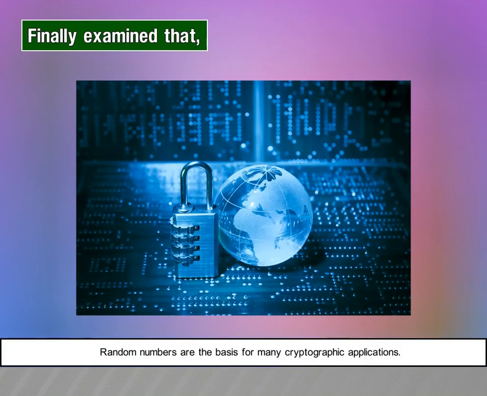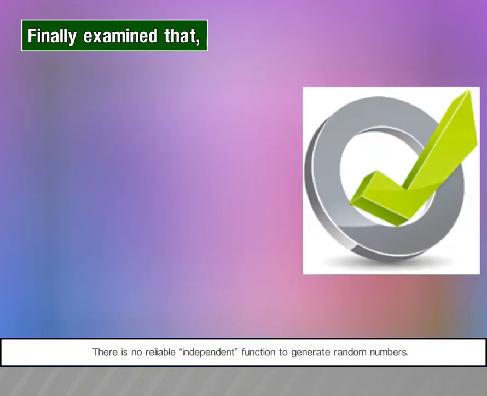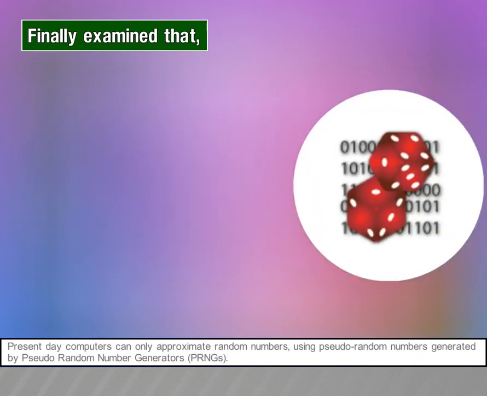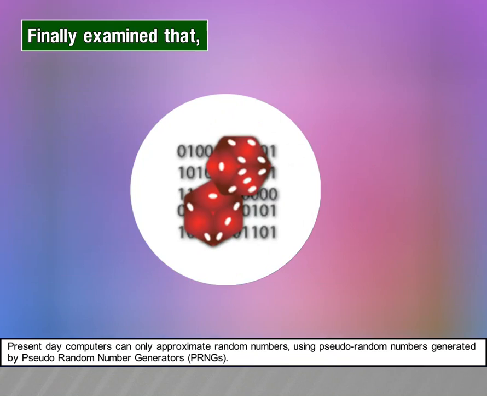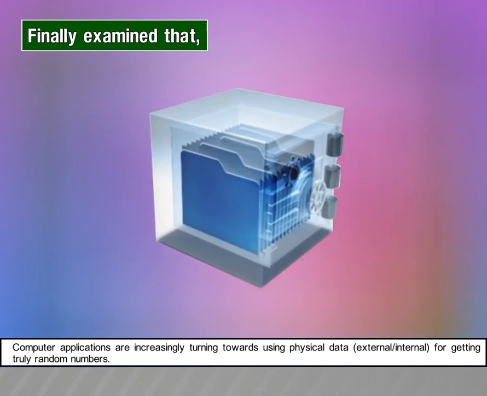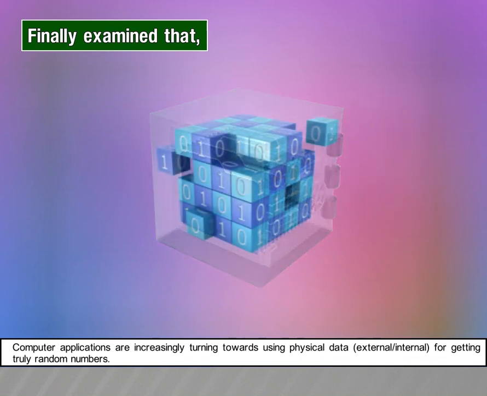Finally, we examined that random numbers are the basis for many cryptographic applications. There is no reliable independent function to generate random numbers. Present-day computers can only approximate random numbers using pseudo-random numbers generated by pseudo-random number generators (PRNGs). Attacks on many cryptographic applications are possible by attacks on PRNGs. Computer applications are increasingly turning towards using physical data, that is external or internal, for getting truly random numbers.